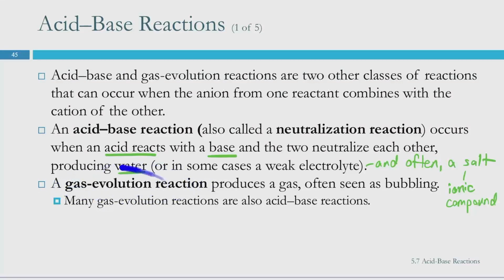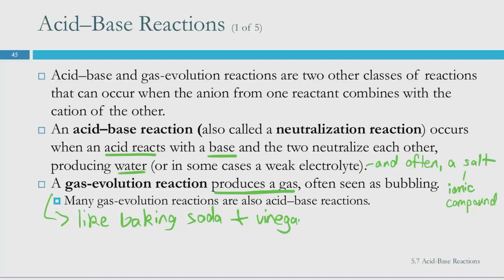We can also get versions of this that are gas evolution reactions. Gas evolution reactions, the evolve here just means produce. So a gas evolution reaction produces a gas. This is typically seen as bubbling. Like baking soda and acetic acid, vinegar. I'm just going to write vinegar. Volcano. It's like the little paper mache volcanoes. You add food coloring, baking soda, acetic acid, and it bubbles over and it looks like the volcano is erupting. That would be an example of a type of gas evolution reaction.